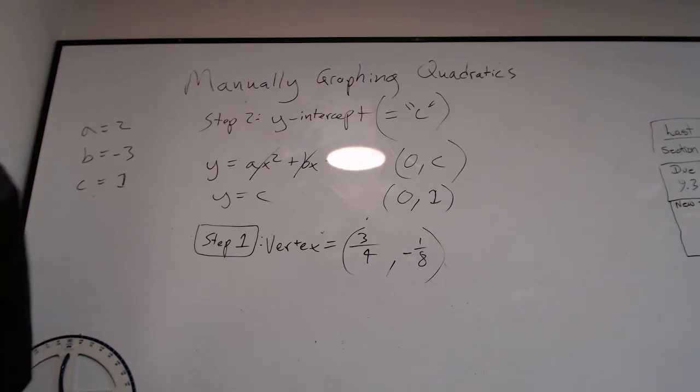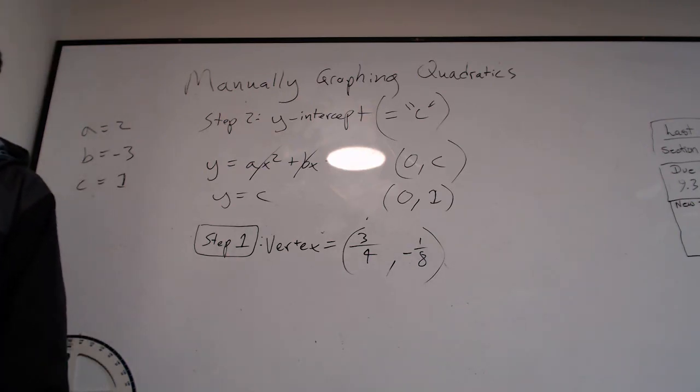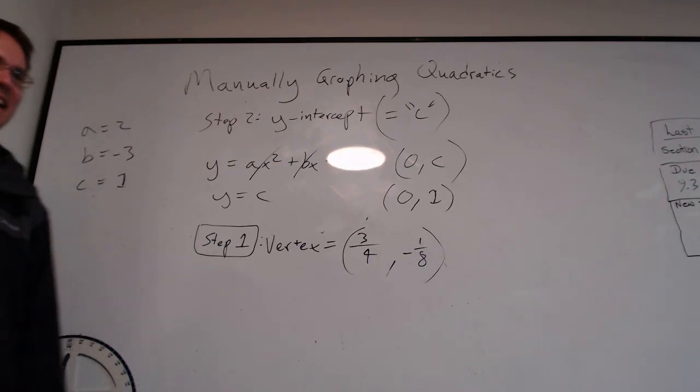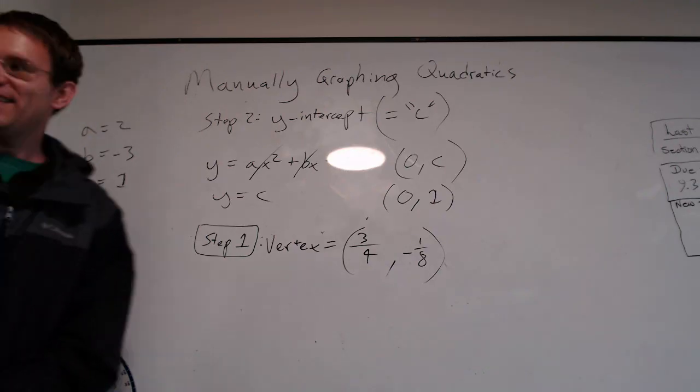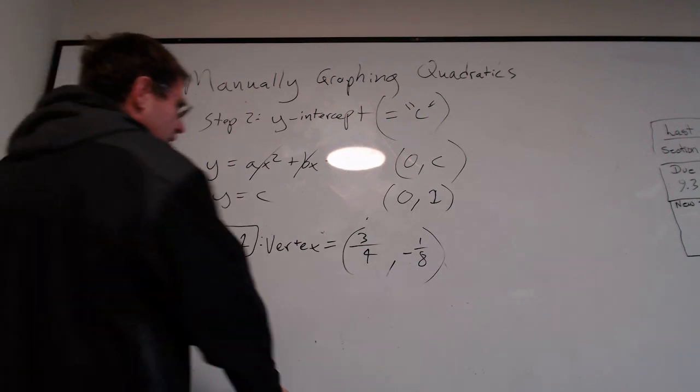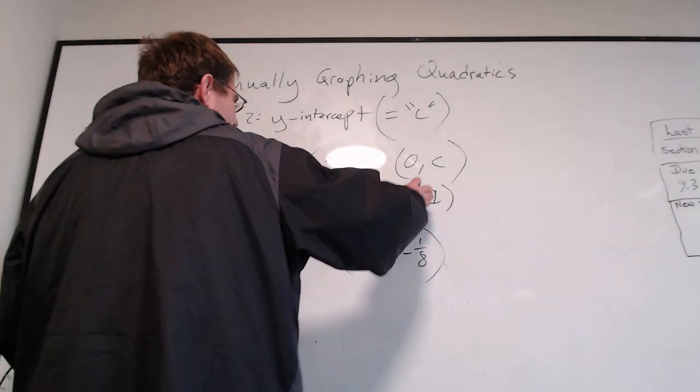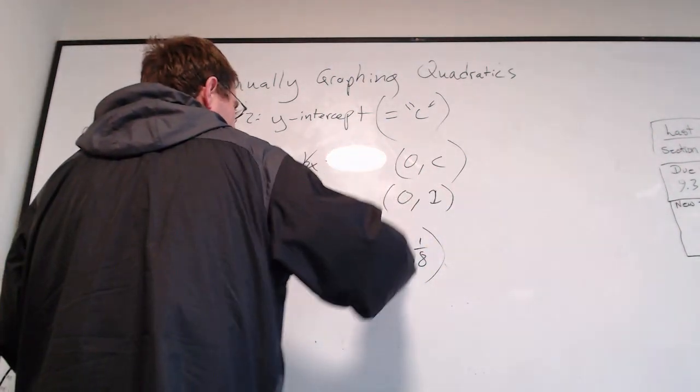Any questions on that? That's the hard one to do. So it just becomes the c value? Yep, that one's really easy. There's no -b/2a or anything. So c is 1 again, and the coordinate for the y-intercept is an x value of 0 and a y value of 1.